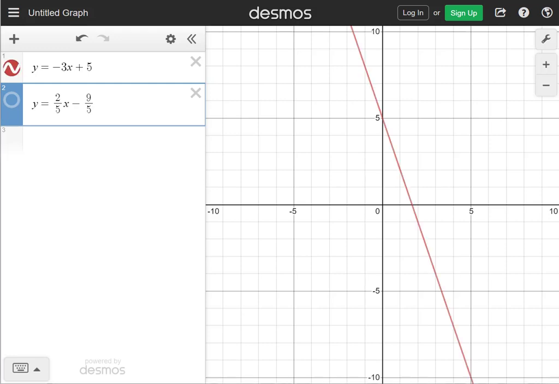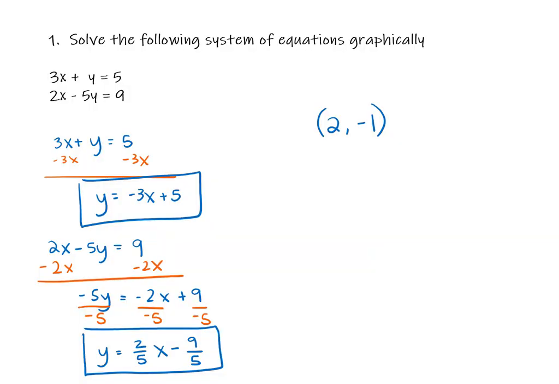And then it graphs the first line as a line with a negative slope with a y-intercept of 5. And then the second line is a positive slope with a y-intercept of negative 9/5. And if I want to find the point they have in common, I'm just going to hover over that point, and I find out that the point is (2, -1). My x value of 2 and my y value of negative 1. So (2, -1) is the point that is a solution to both of these equations, and so that's the solution to the system of equations.